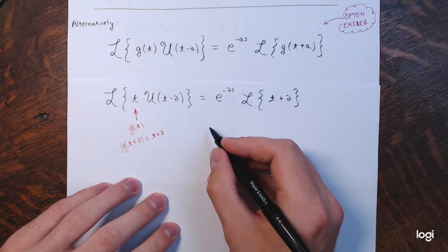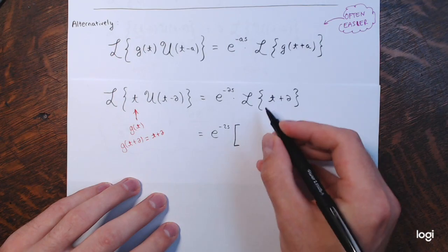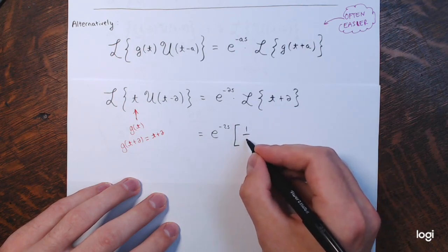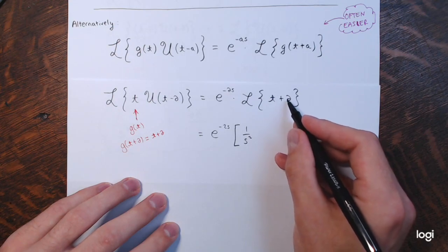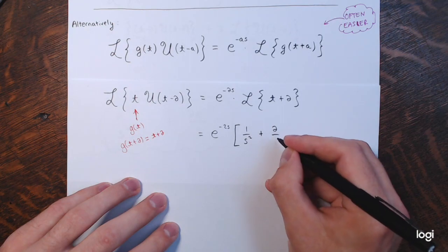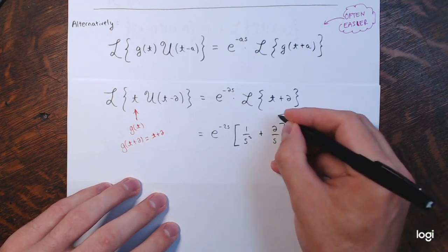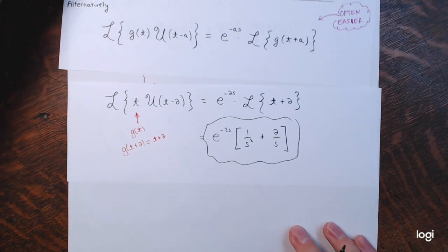And these should be simple enough, right? This is e to the negative 2s. The Laplace transform of t was 1 over s squared. Laplace transform of 1 was 1 over s, so 2 would be 2 over s, right? For constants, it's very simple, plus 2 over s. And there you go. See how easy that was, using the alternate method?